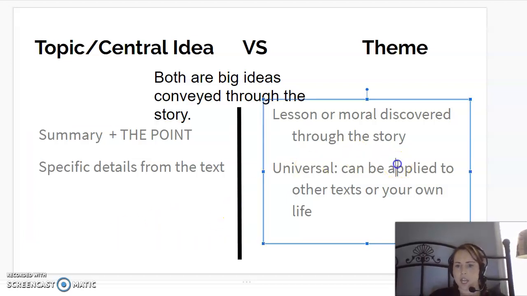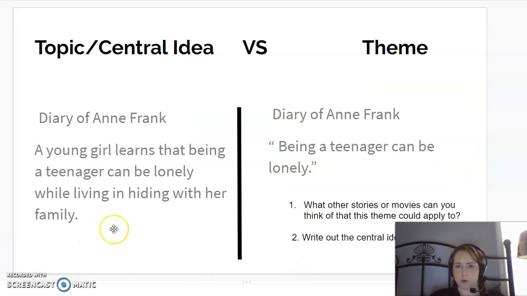To make that a theme, we have to make it universal, and we have to be able to take that statement and apply it to our own life. So here's an example. In the Diary of Anne Frank, this is the summary plus the point: a young girl learns that being a teenager can be lonely while living and hiding with her family.